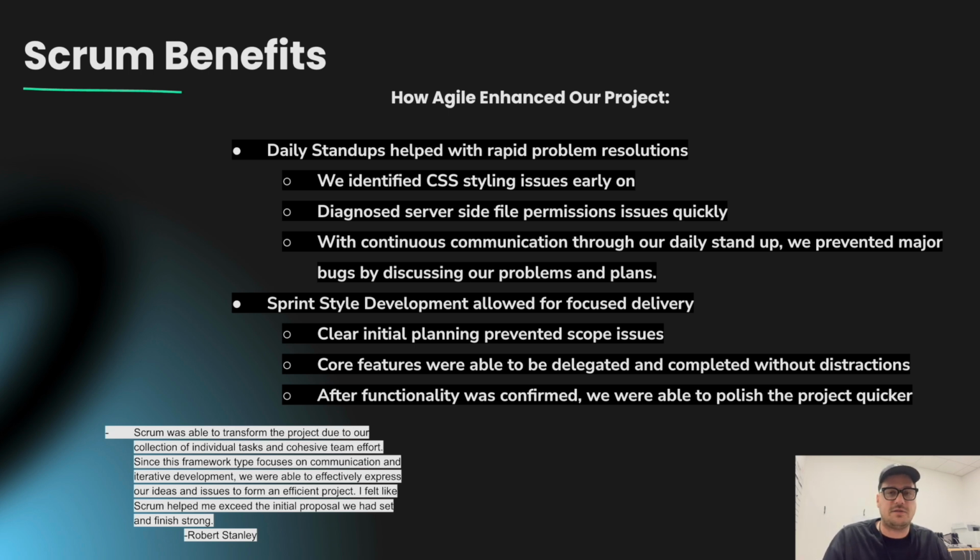We were able to prevent some major bugs by talking about edge cases and discussing our problems and plans. The sprint style development allowed for a focused delivery, so we were able to lock in. We had clear initial planning, which prevented scope issues. So we planned everything out very clearly. We designed everything, and we were able to work from there and not have to work on something and then backtrack. Core features were also able to be delegated and completed without distractions.